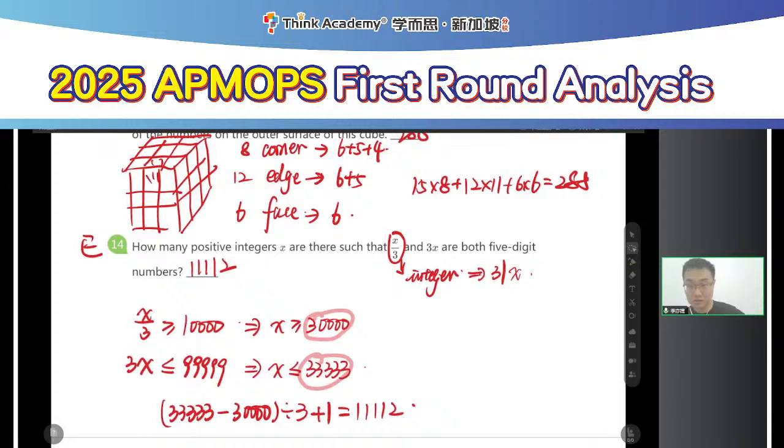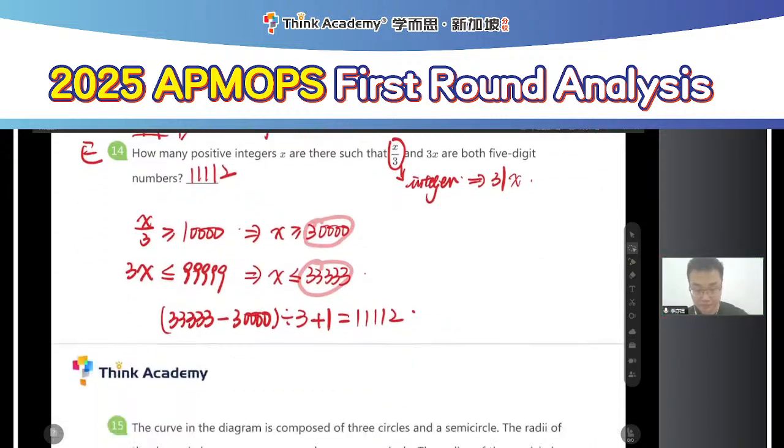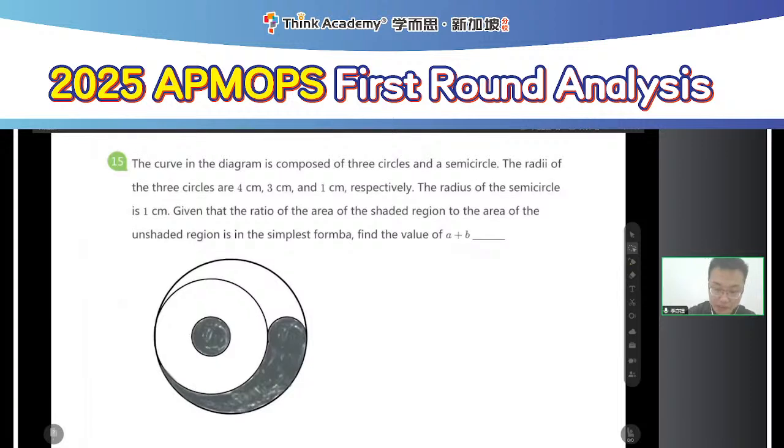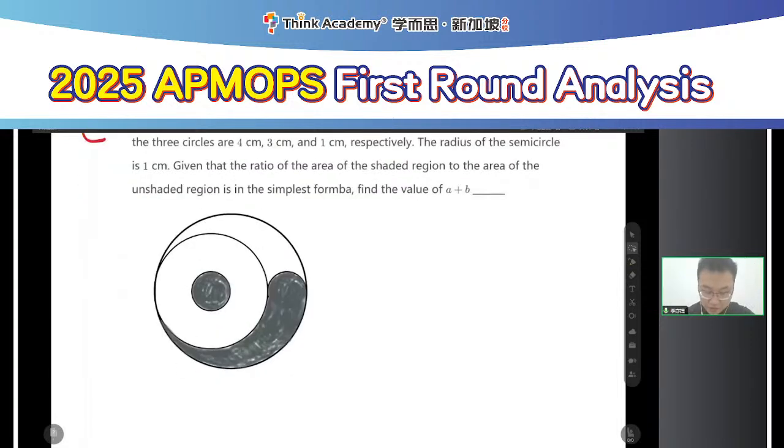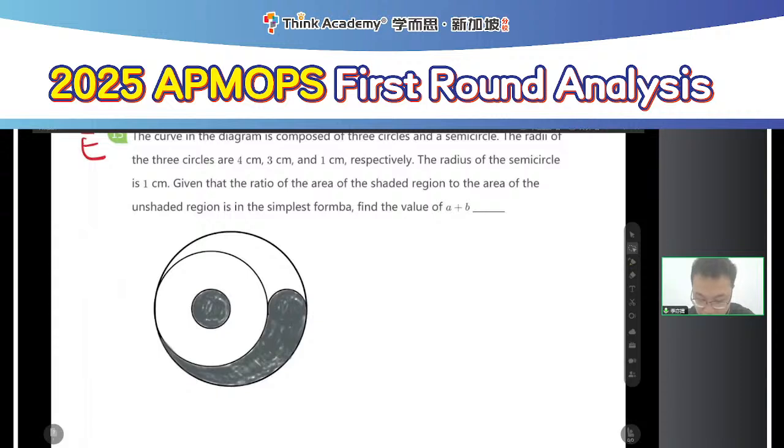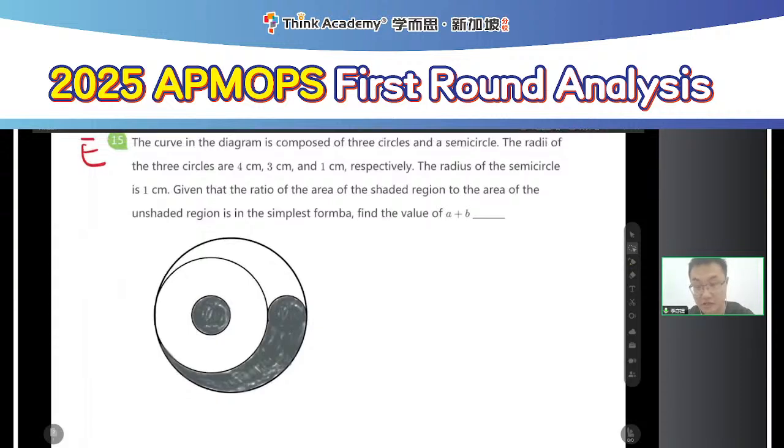Okay, so 15 is easy. We want to find the ratio of the area of the shaded region and the unshaded region, right? So we just calculate the shaded region. The shaded region can be divided into, you see, 3 semicircles, right? The radius is 1, so it's 3 over 2 times pi times r squared. So this is this region.